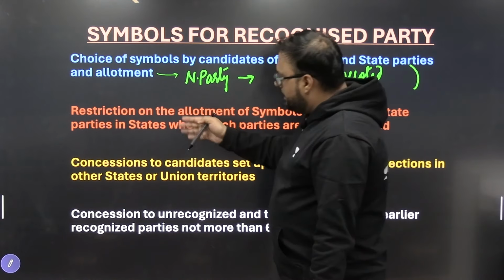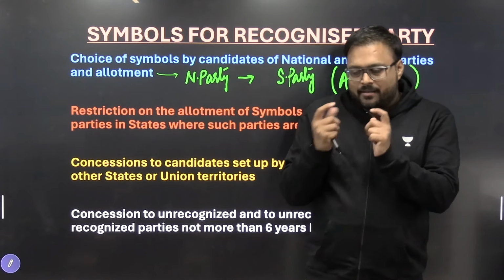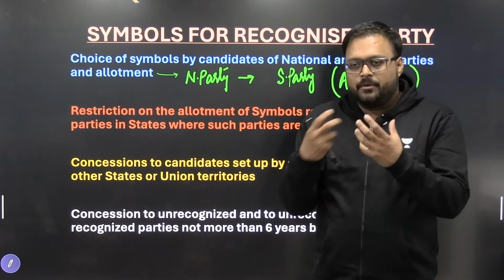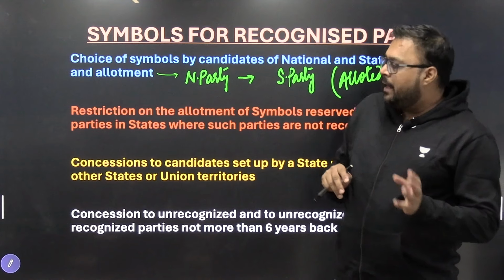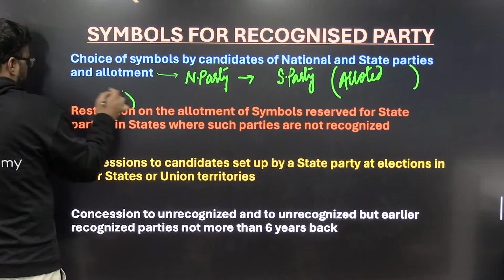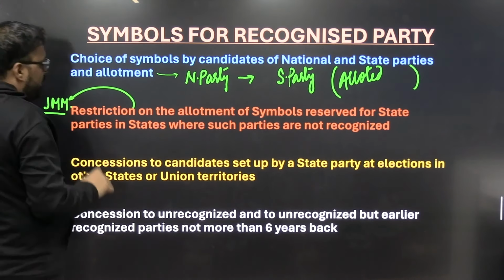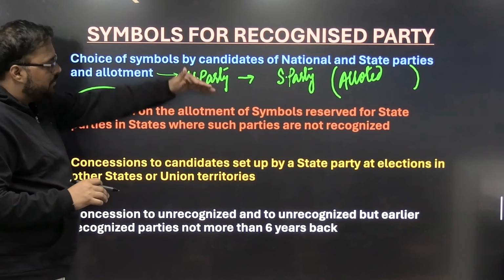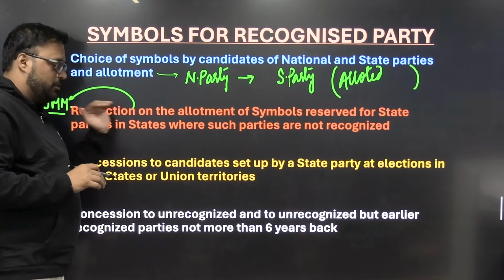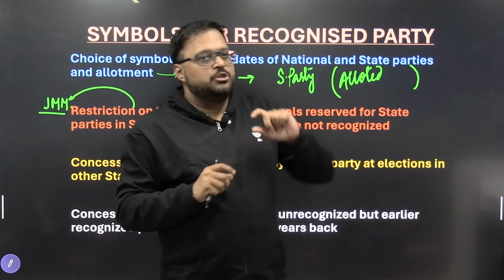Now, the second one, that is rule number 9. If you want to understand this complex statement mentioned in the rule, I want to make it very simple. For example, if there is any state party, and I'm taking JMM as an example, it says that there is a restriction on the allotment of the symbol reserved for a state party in the state.